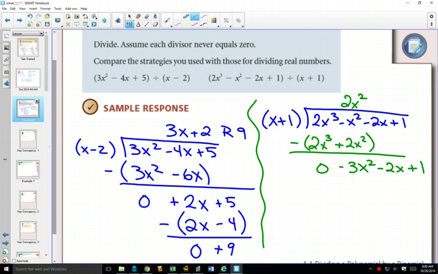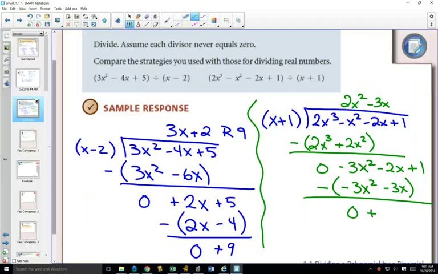Now we repeat the process. Now our biggest term is minus 3x squared. What could we multiply this by to get a minus 3x squared? A minus 3x. Minus 3x times x will be minus 3x squared. When we distribute, minus 3x times a positive 1 will be minus 3x. Put brackets around that and subtract. We get 0 here. Minus 2 minus the negative 3 will be plus 1. And 1 minus nothing will be plus 1. How do we get an x? Plus 1. 1 times x is x. 1 times 1 is 1. Put brackets around that and subtract. Everything goes away, and there is no remainder.